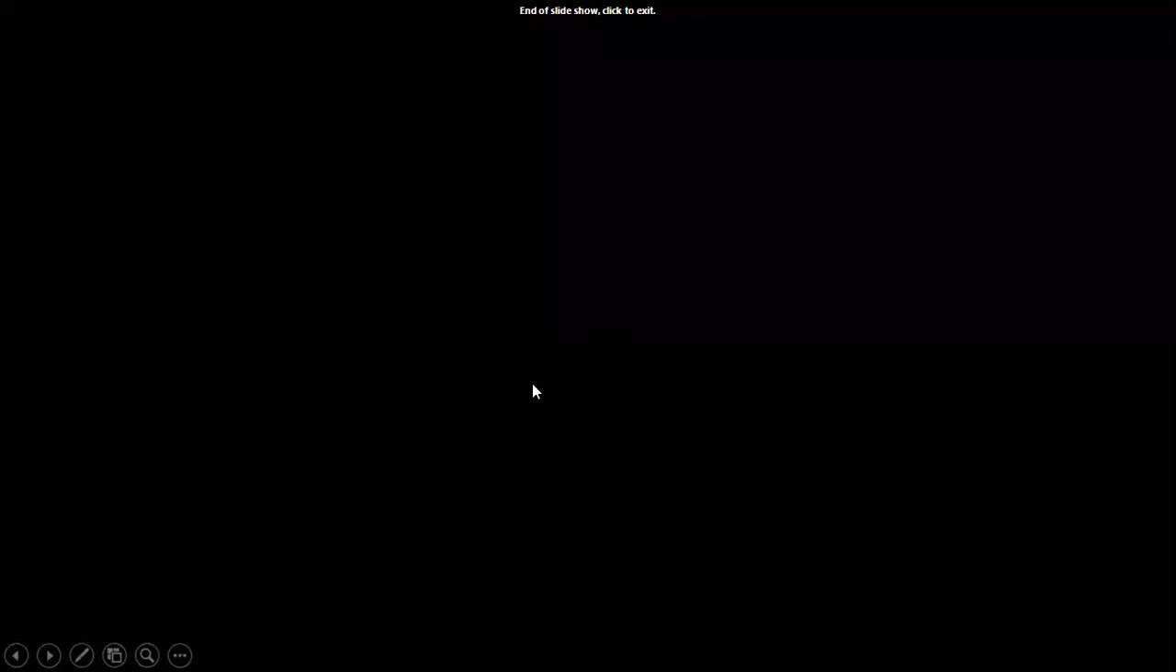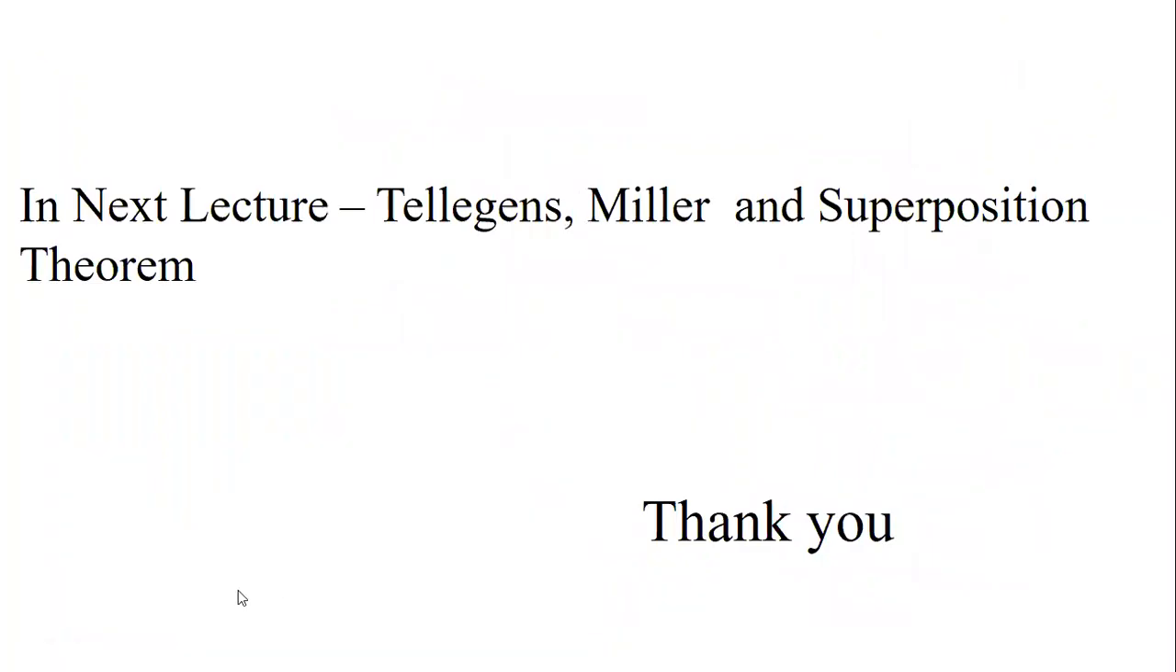Now, that is important. In the next lecture we will discuss Tellegen's theorem, which is based on power conservation. Next is Miller's theorem. This is a very important theorem used in analog circuits also, when the load and the output and input are connected through an impedance. So using Miller's theorem, we can divide this impedance connected between the load and the input into two impedances, so the circuit becomes very simple. And third is the superposition theorem in the next lecture. Thank you very much.